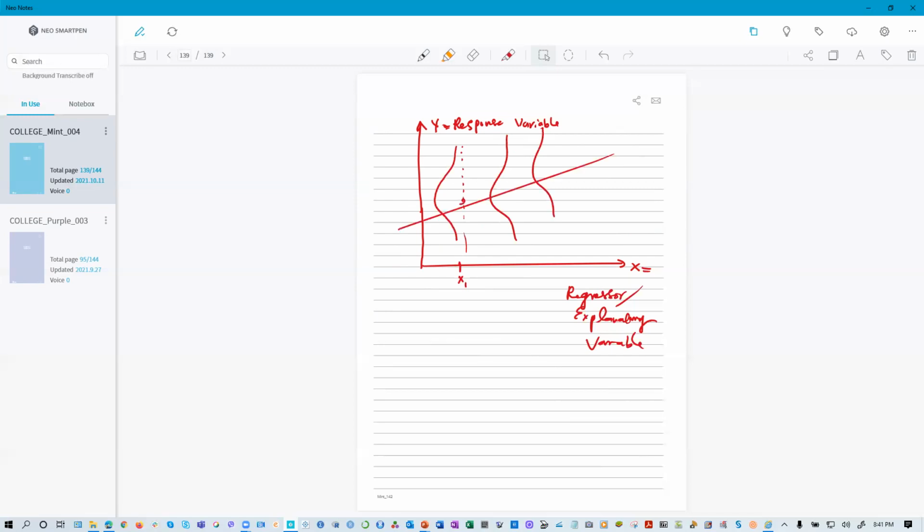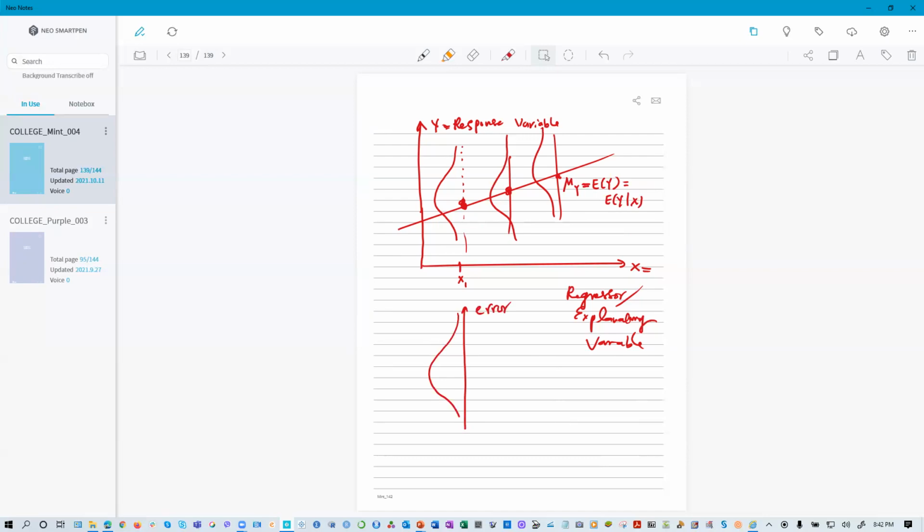I'm going to call these the averages, the centers. The regression line goes through these averages, which we call mu of y, or the expected value of y given x. Either way, it doesn't matter, it's the same thing. The regression line goes through them because the error has a center at zero.